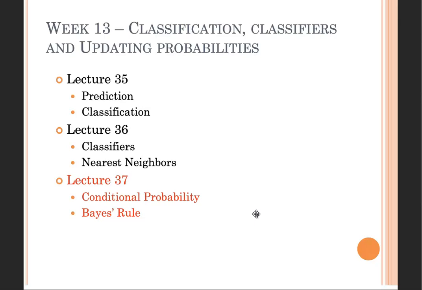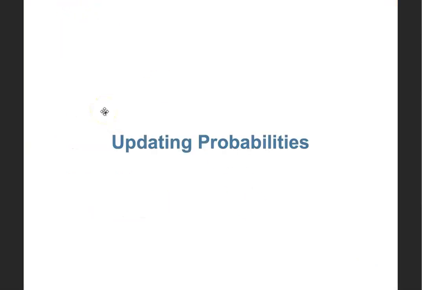We talk about probability again. Today we will focus on conditional probability, and we will introduce one very famous rule, Bayes' rule. We use that a lot in statistics and data science. We say that's updating probabilities. We will introduce more examples.